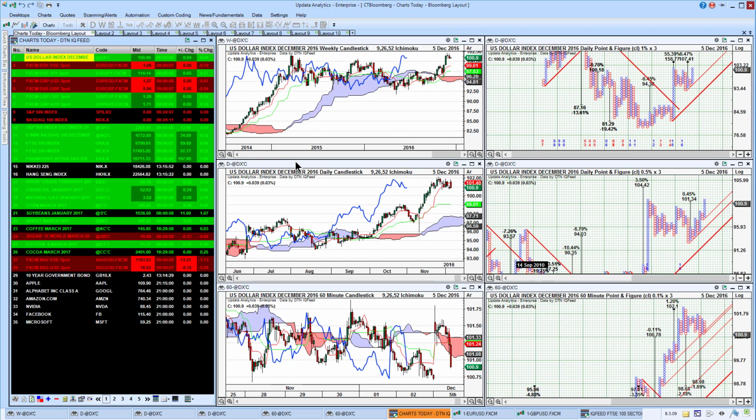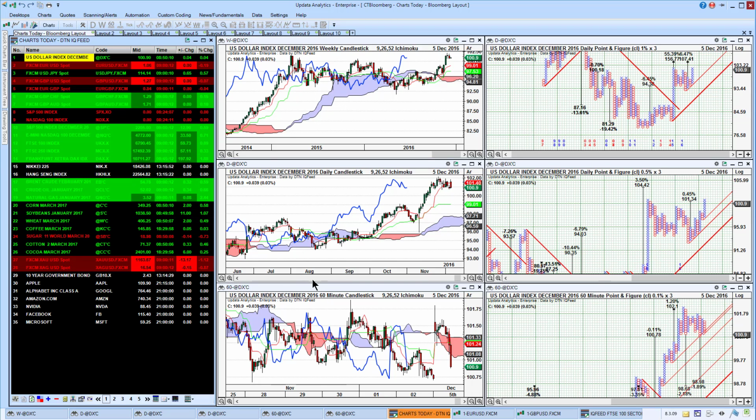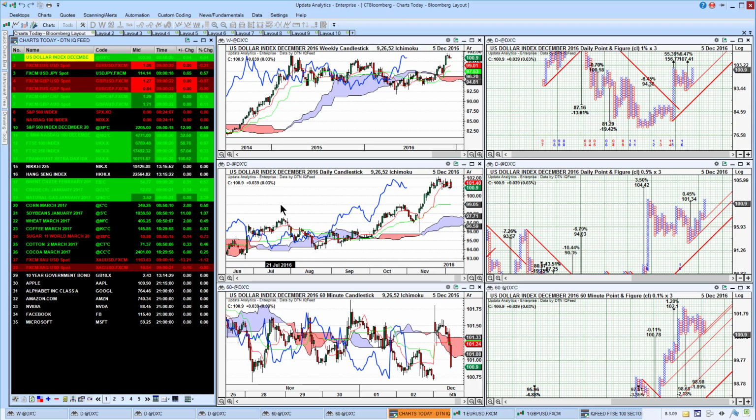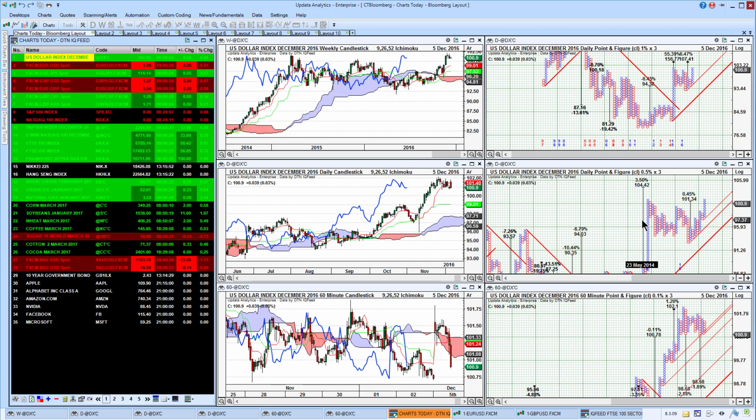And we'll start by looking at currencies. All of today's data is coming from the DTN IQ feed. Of course, Updata runs on multiple data services, but we'll start by looking at currencies. These are my long-term charts. This is the weekly 1% point and figure, the daily, so this is my medium term, 0.5% point and figure, and the 60-minute short term, 0.1% point and figure on the 60 minutes. So long term, medium term, short term, we can apply this to absolutely anything as we go through.